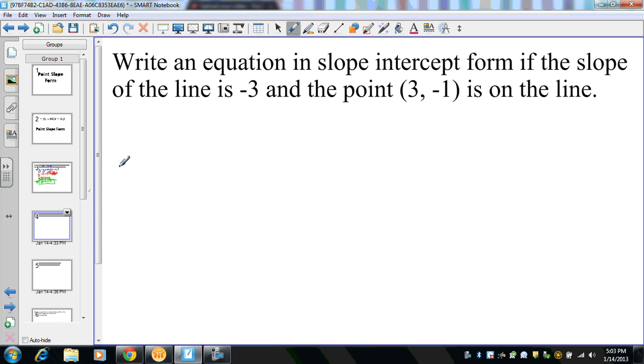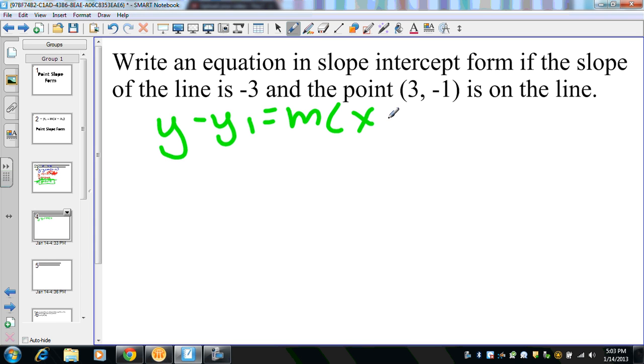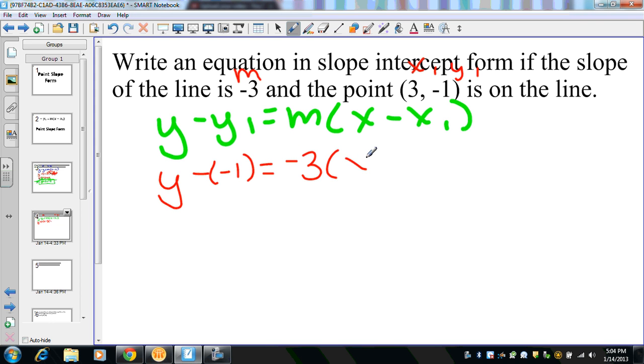All right, so let's do another example. Write an equation in slope-intercept form if the slope of the line is -3 and the point (3, -1) is on the line. All right, so again, the formula is y minus y1 equals m times x minus x1. And I am going to say, okay, this is m, and this is x1, and then this is y1. So I'm going to plug everything in. I've got y minus y1, which is -1, and that's equal to my slope of -3 times x minus x1, which is 3.